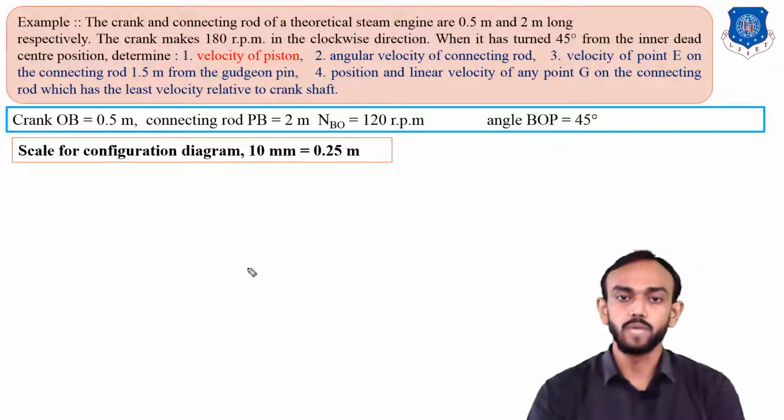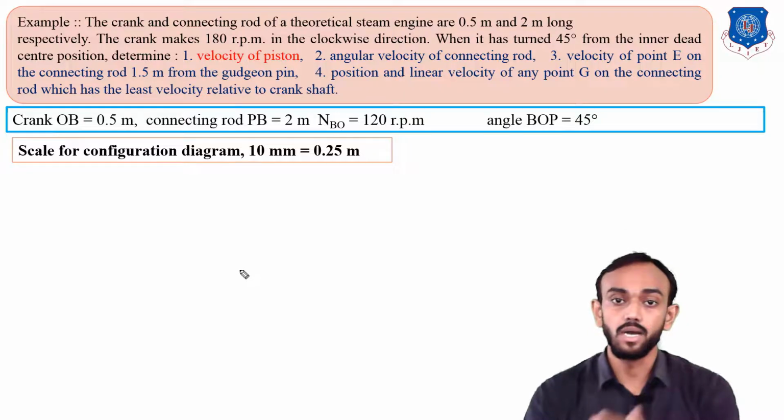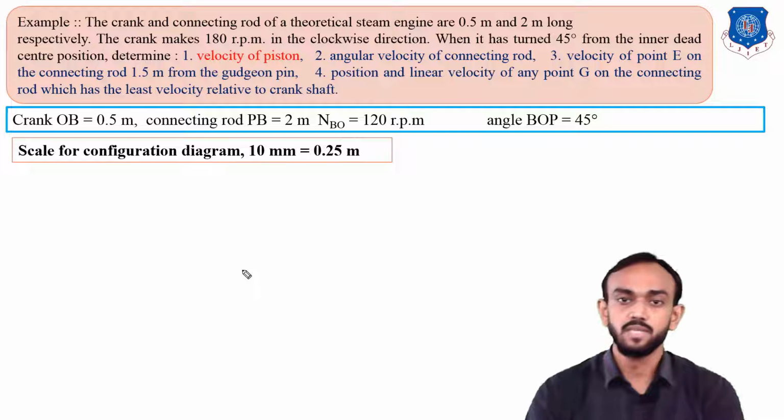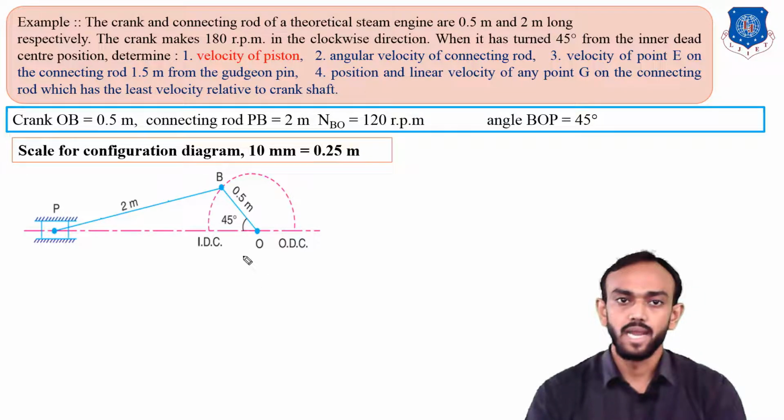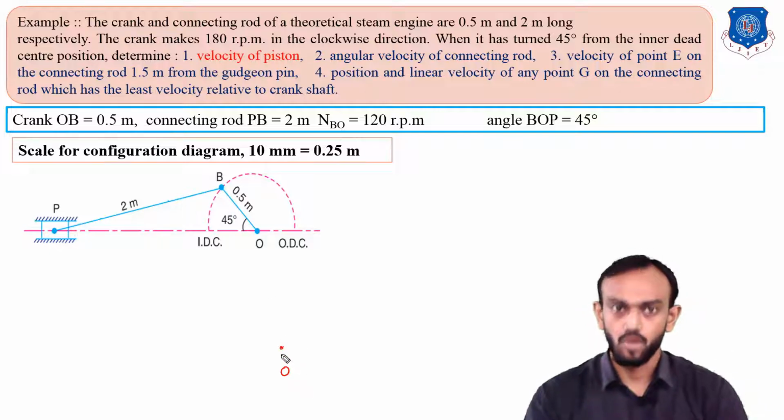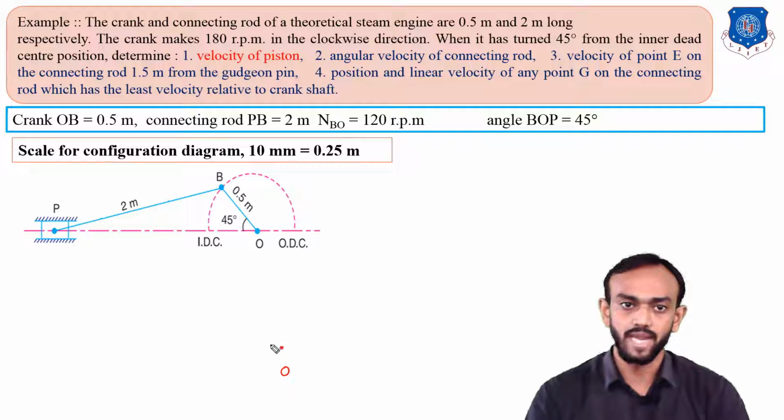If you take a larger scale, what will happen? Our crank will be large, but with respect to the crank, the connecting rod will be very large, which is not suitable to draw. So let's start drawing this diagram. How will you draw this? First of all, you will take this point O, which is the center of the crank.